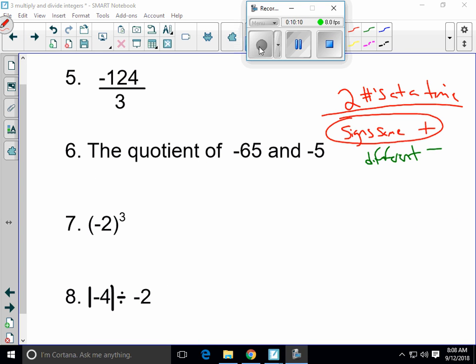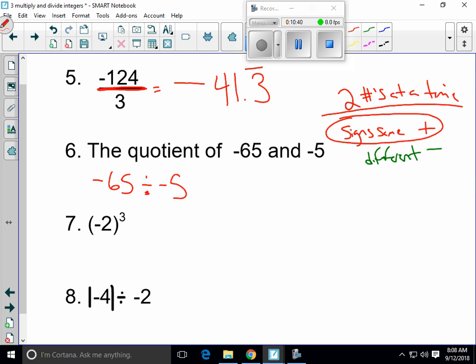Negative 124 divided by 3. Remember, this bar means divided by, and you type in the calculator from top to bottom. So negative 124 divided by 3. Signs are different. That answer is going to be negative, and that is 41.3 repeating. Quotient is a fancy word for divide. So I'm going to do negative 65 divided by negative 5. Here the signs are the same. My answer is going to be positive, and then 65 divided by 5 is 13. So positive 13.